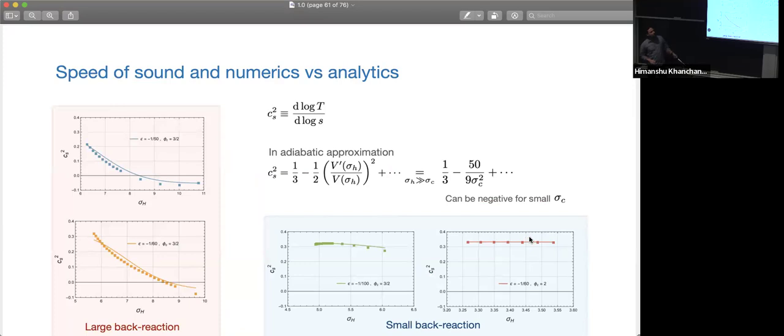So yeah, this is just comparing the numerics and analytics, because the numerics are the full answer, the analytics are just using this part of, for example, speed of sound squared. When the back reaction is very small, it matches this 1 over square root 3. CS is 1 over square root 3. Once you start including the back reaction, they start to deviate but still kind of match.